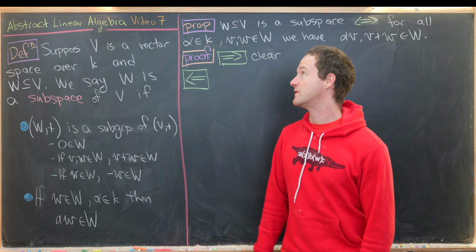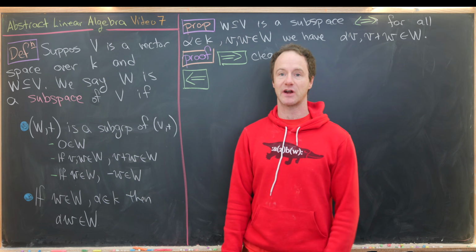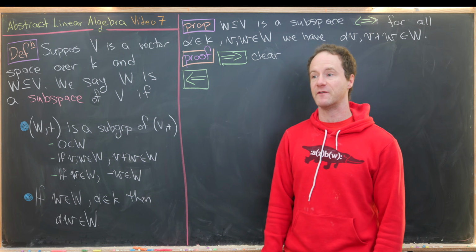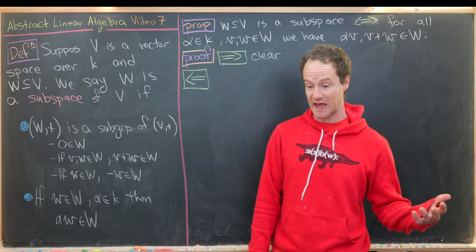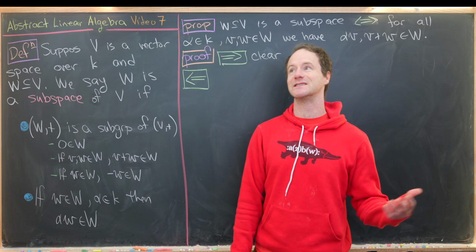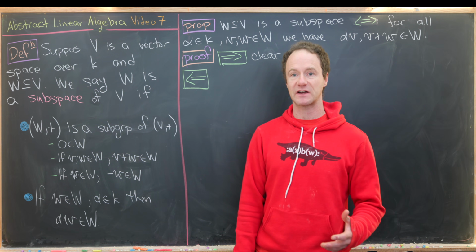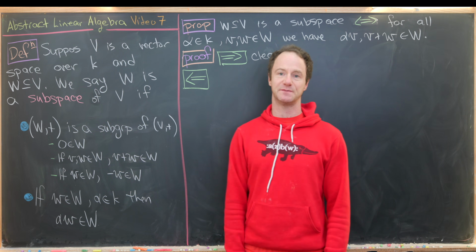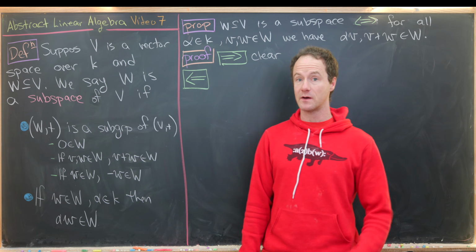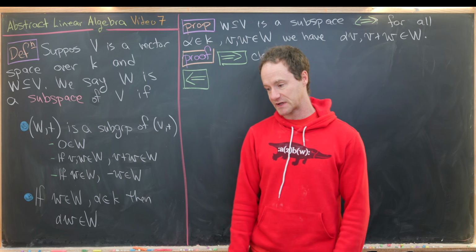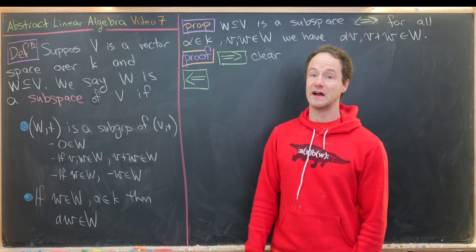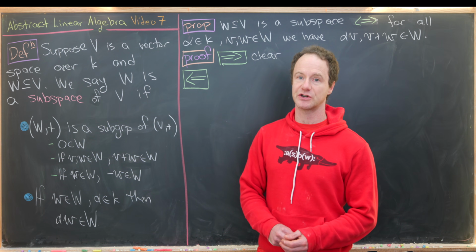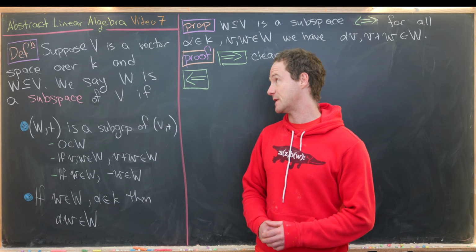This is the 7th video in a series covering abstract linear algebra. In the previous video, we looked at the notion of a vector space over a field K, as well as several examples of vector spaces over an arbitrary field K, as well as specific fields like the real numbers, or the complex numbers, or even finite fields Fp. So today we want to look at a natural substructure of a vector space called a subspace.